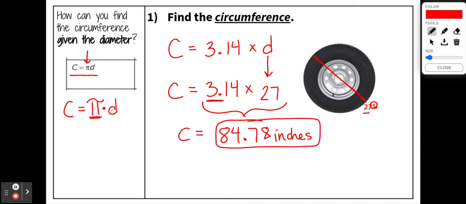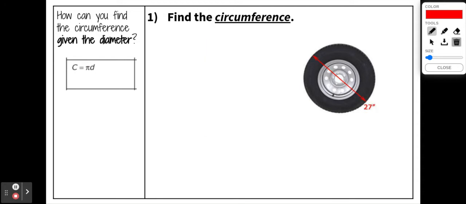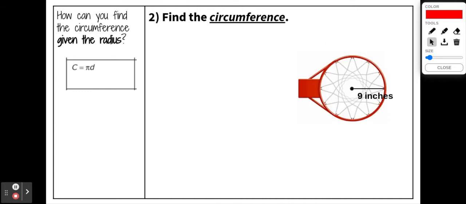All right, we've got it. There we go. A little bit more than 3 times the diameter, 27. Okay, there's our circumference of the tire. Let's try another one. What if we aren't given diameter? What if we are given the radius?